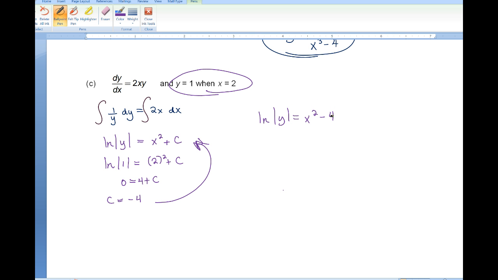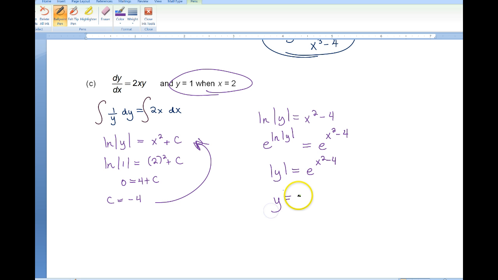Okay, ideas. How do we solve for y? How do we get rid of ln? Is that what you're gonna say, Ben? E to both sides. E to the ln of absolute value of y, keep absolute value for now, equals e to the x squared minus 4. Okay. So absolute value of y equals e to the x squared minus 4.